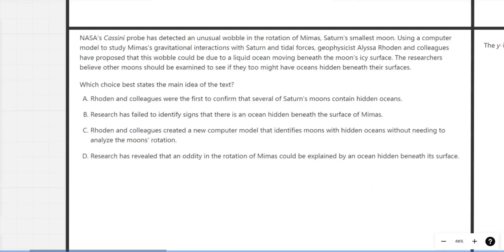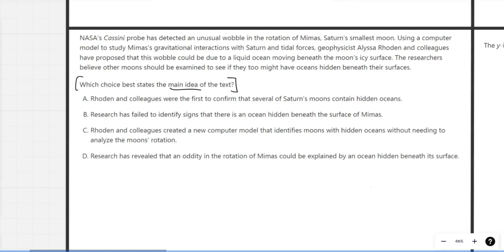But I wanted to explain it. So let's go through. It says first of all, we're looking for the main idea before I even start reading. Main idea. NASA's Cassini probe has detected an unusual wobble in the rotation of Mimas, Saturn's smallest moon.